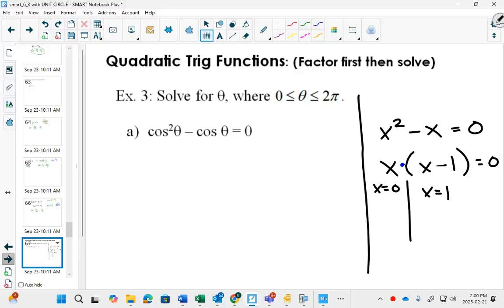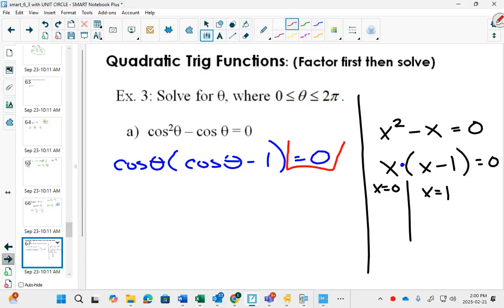Now we have trigonometry, so we do the same thing. I'm like, ooh, I have something in common. I can factor out a cos, leaving me with cos minus 1 equals 0. And because it's so important that it only works when it's equal to 0, it is so important that you write the equal 0. This is the number 1 error taken off in grade 12. People get so excited about solving, they decide not to write equal 0, and they take off a half a mark.